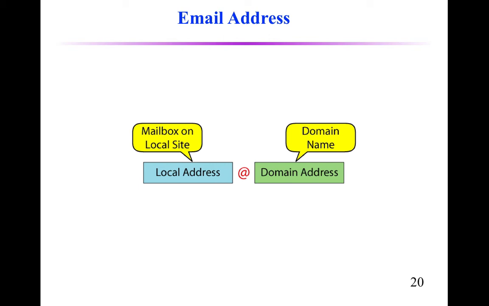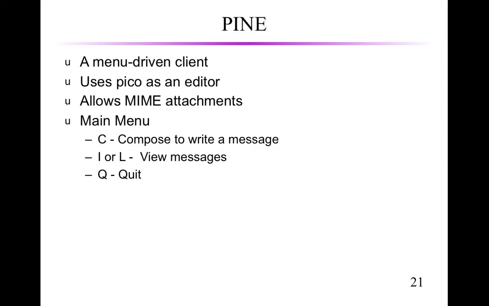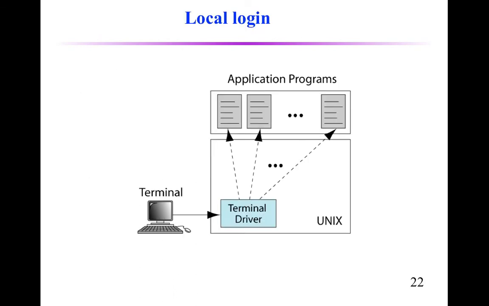So we have the mailbox on the local site. We have the domain. And here's our Pine. It's a menu-driven client, a little text menu. Uses Pico as the editor. Pico is like VI and Nano. So Pico is even smaller. It allows attachments. Obviously, the main menu has compose or write a message, view messages, or quit. Very simple.